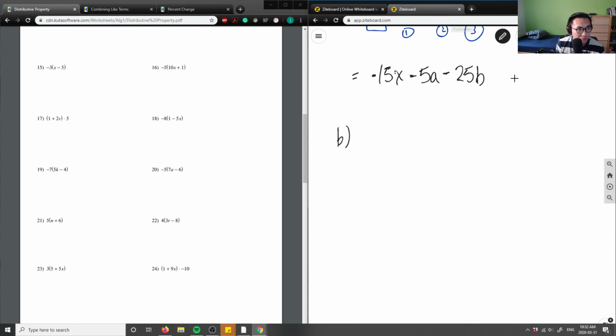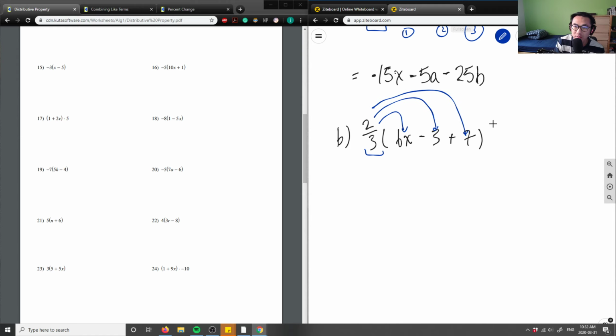Let's do a fraction one, because I know some people don't like fractions. I'll do 2/3 times 6x minus 3 plus 7, something like that. So how do we do this? Again, exactly the same thing. Again, these are just questions I'm making up on the spot, right? We have 2/3 here outside the bracket. It's going to multiply into this one, and then into this last one here, right?